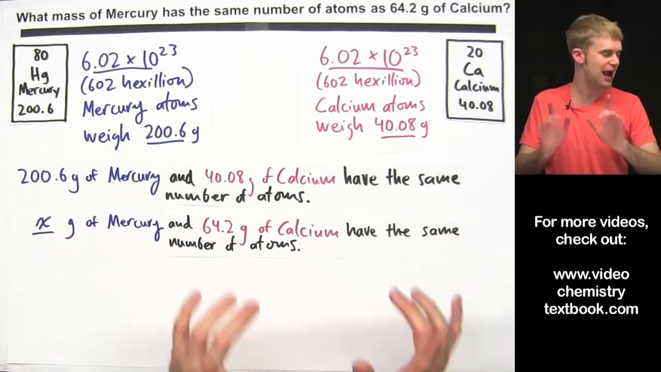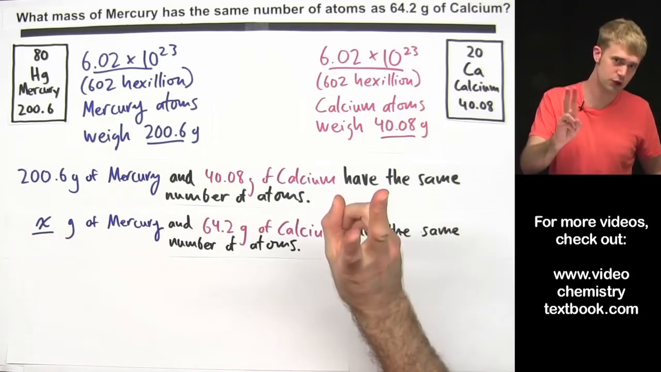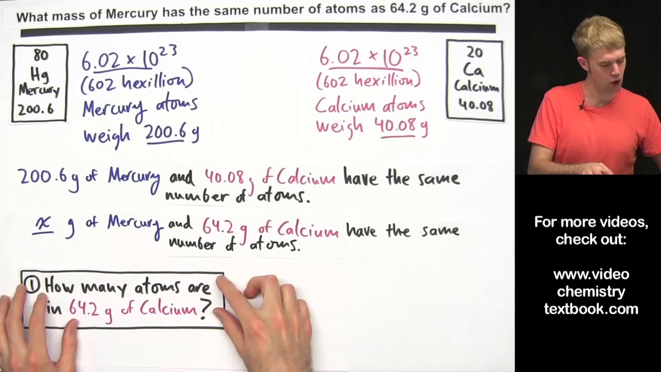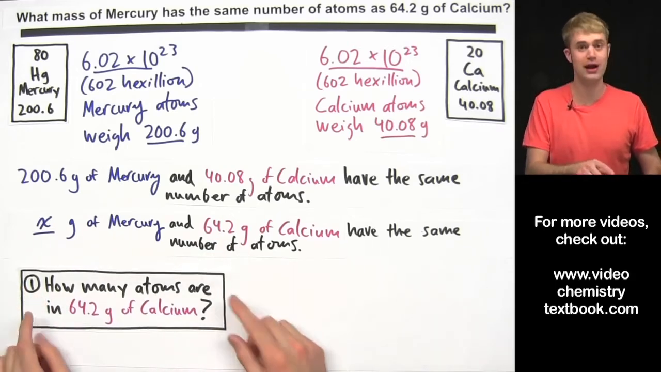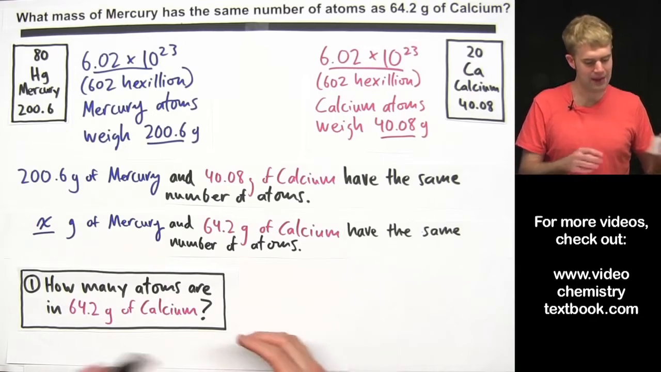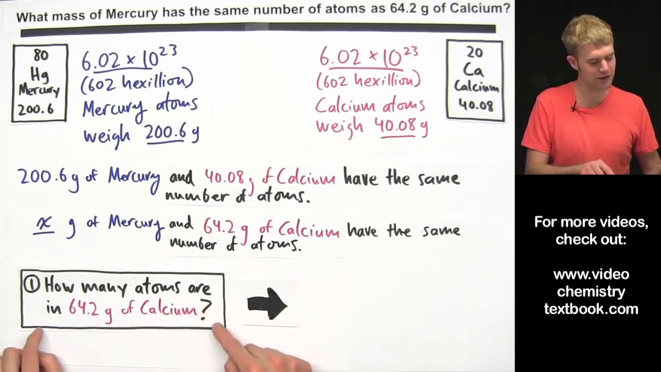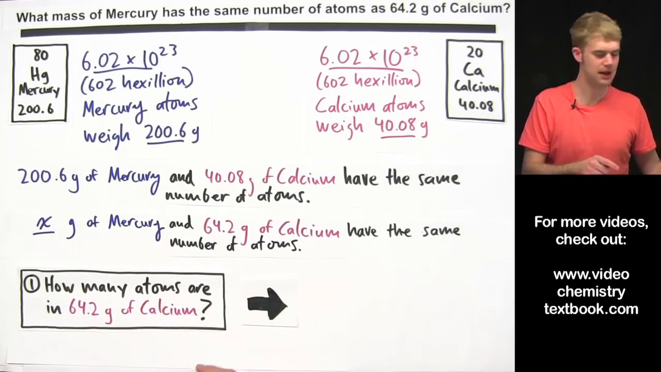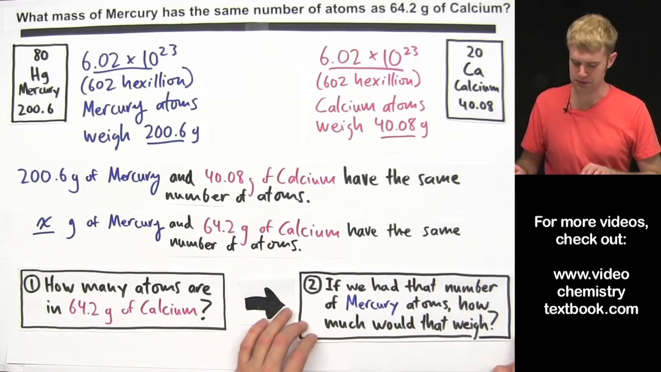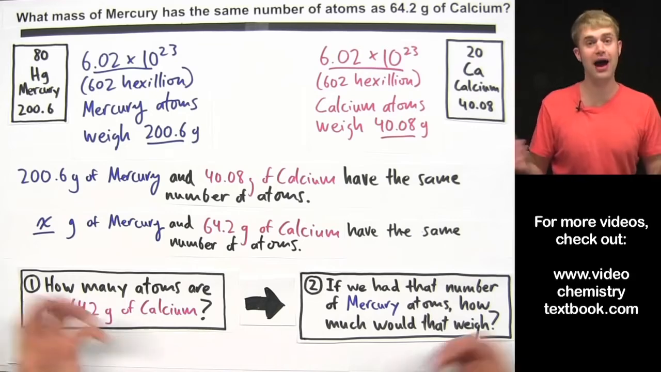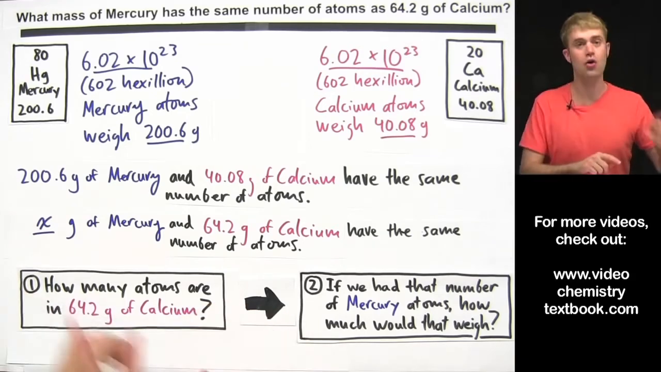So here's how we're going to solve it. We're going to do 2 steps. Step 1, we're going to ask how many atoms are in 64.2 grams of calcium, and then we're going to take that number of atoms that are in this amount of calcium, and we're going to ask, if we had that number of mercury atoms, how much would that weigh? So let's start here with part 1.